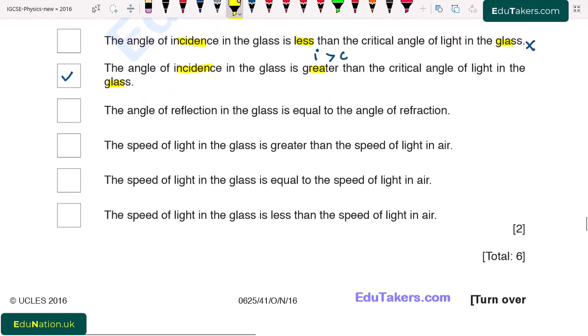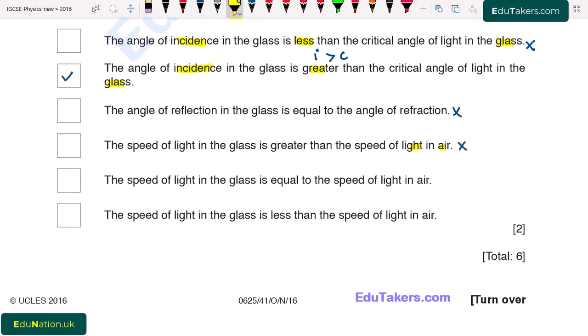Third, the angle of reflection in the glass is equal to the angle of refraction. So this is also incorrect because the angle of reflection and the angle of refraction are not equal. The speed of light in the glass is greater than the speed of light in the air. So it is also incorrect.